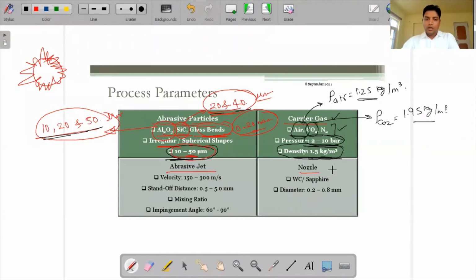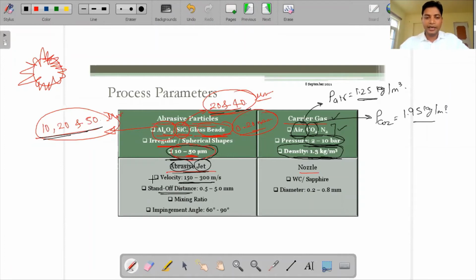Okay guys, next is the abrasive jet, which is the combination of abrasive particles and the jet gas we are using. The velocity that we are maintaining is above 150 meters per second, in the range of 150 to 300 meters per second. Okay, the standoff distance, as I mentioned, is a very important criterion.